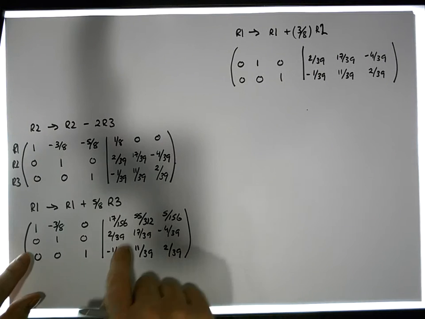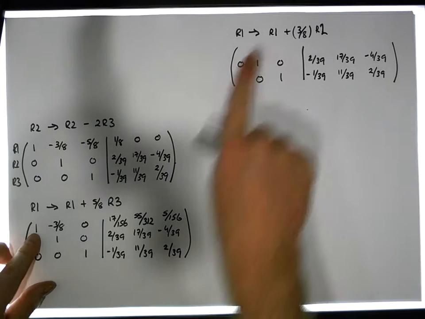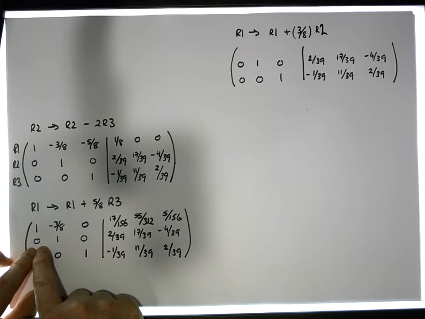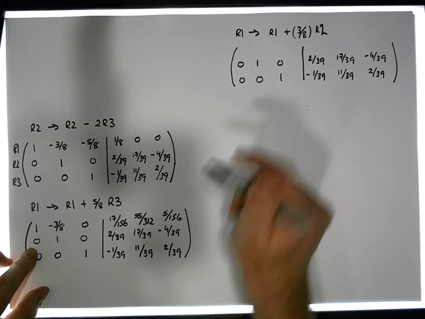So the entry in here is going to be row 1's current value, which is a 1, plus 3/8 of row 2's values, which is a 0. So 3/8 of 0 is 0. 0 plus the 1 gives us a 1.